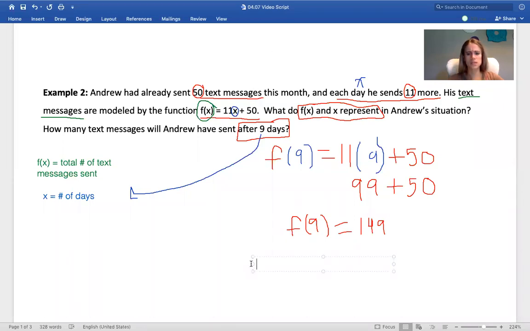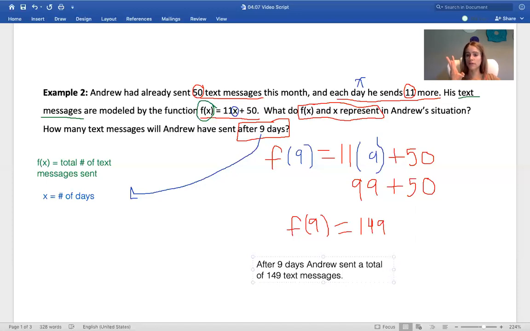What this means is f of 9. Well, 9 is my x, so the number of days. So after 9 days, f of 9 is equal to 149. Well, remember f of x is the total number of text messages. So that means 149 is the total number of text messages. So after 9 days, Andrew sent a total of 149 text messages.